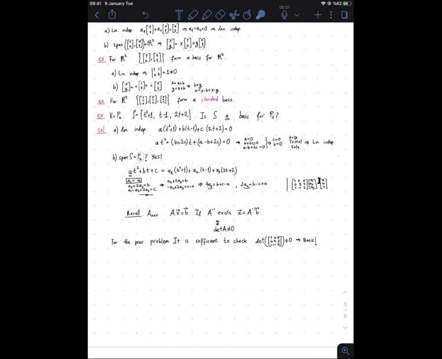And same for this problem as well. We could just look at the determinant of the matrix 1, 0, 1, 1. If we see that it is 1, which is not 0, then it tells us that these vectors are linearly independent, as well as that these two vectors span R2. We can represent any vector xy in terms of these two vectors. So you should really just check the determinant of this coefficient matrix. That's it.